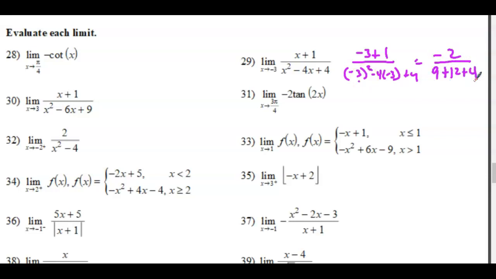So there's not 0 in the bottom. So once again, direct substitution works. This is 21 plus 4 is 25. So the final answer there would be negative 2/25.